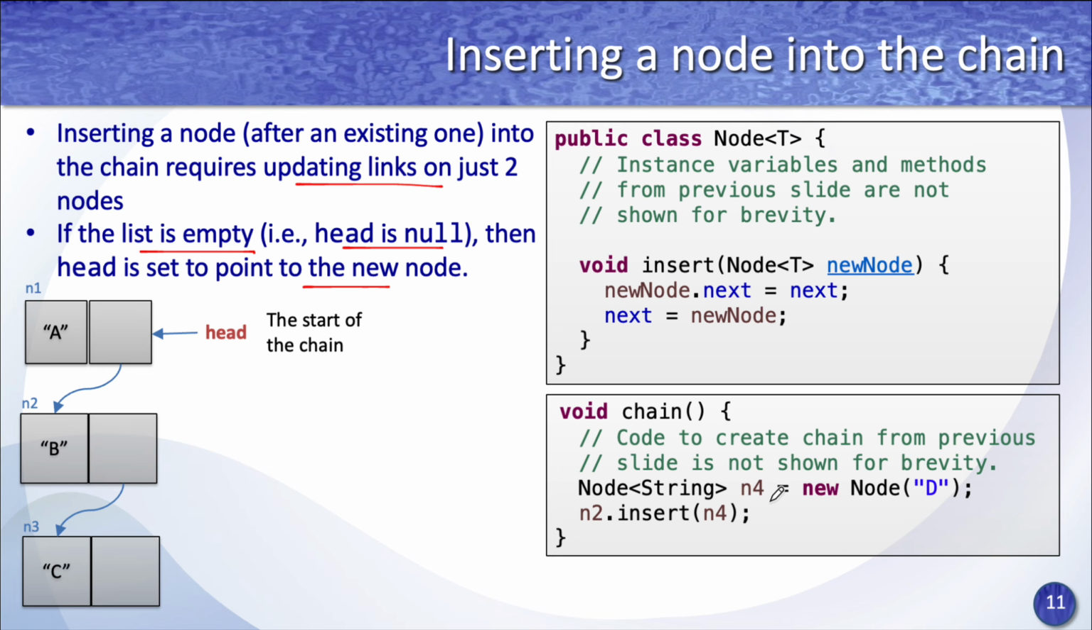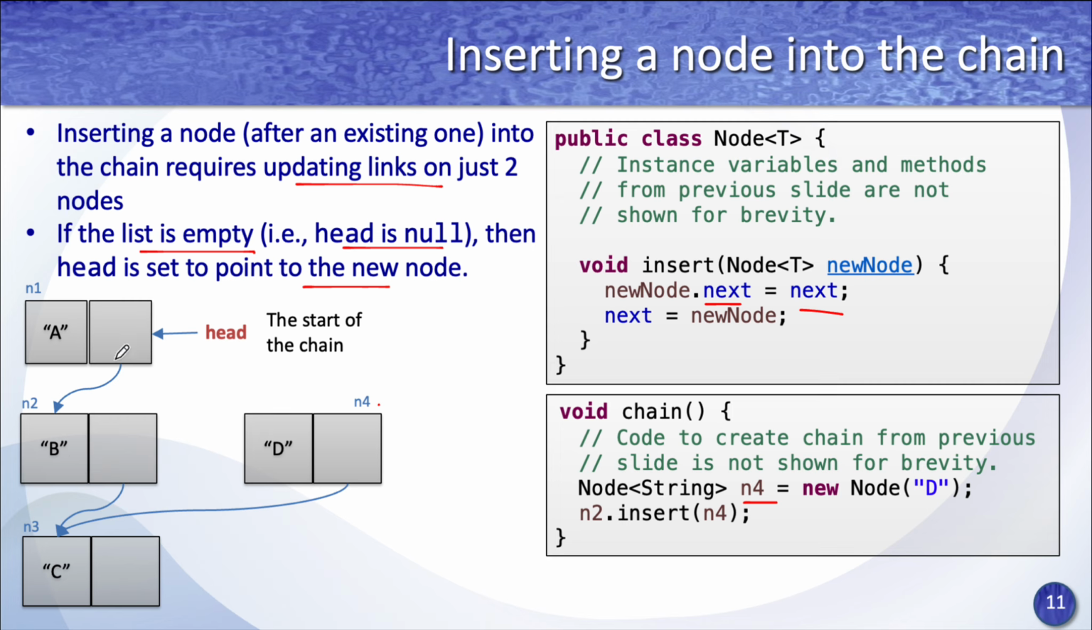Here we're going to create a new node with the data D. Let's say we create a new node, and I want to insert D after N2. So I'm going to say, after the N2 node, insert N4. N4 is the new node. It says new node.next is equal to N2's next. What is N2 currently pointing to? It's pointing to N3. So D's next will first be set to point to N3.